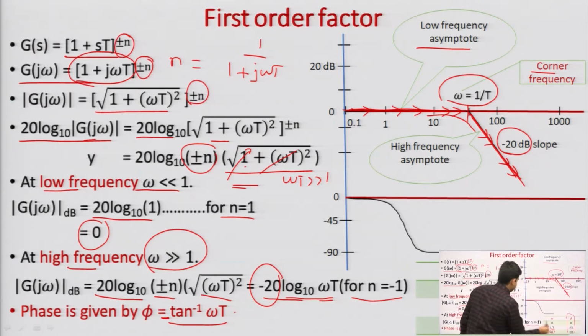So, if I draw the phase plot, it will start from 0, cross minus 45, and go to minus 90, and this will happen whenever we add a single pole in the system. It means if I add a single pole in the system, then I will get a phase shift of 90 degrees.